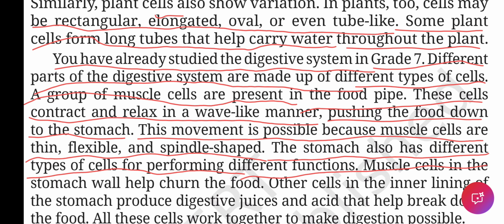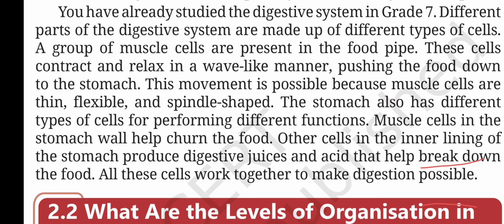The stomach also has different types of cells for performing different functions. Muscle cells in the stomach wall help churn the food. Other cells in the inner lining of the stomach produce digestive juices and acids that help to break down the food. All these cells work together to make digestion possible.